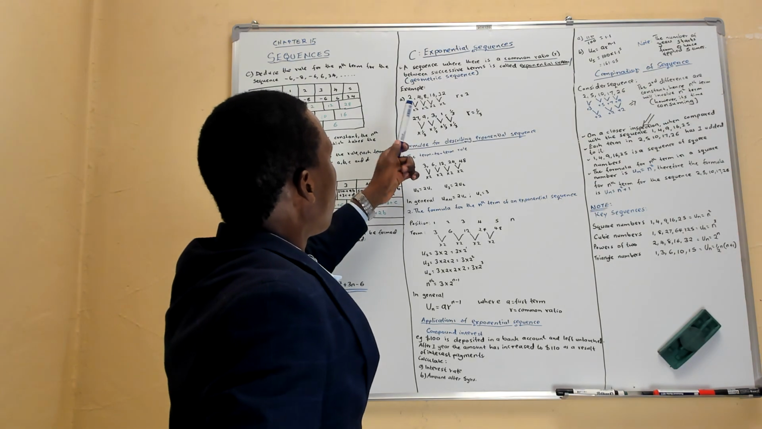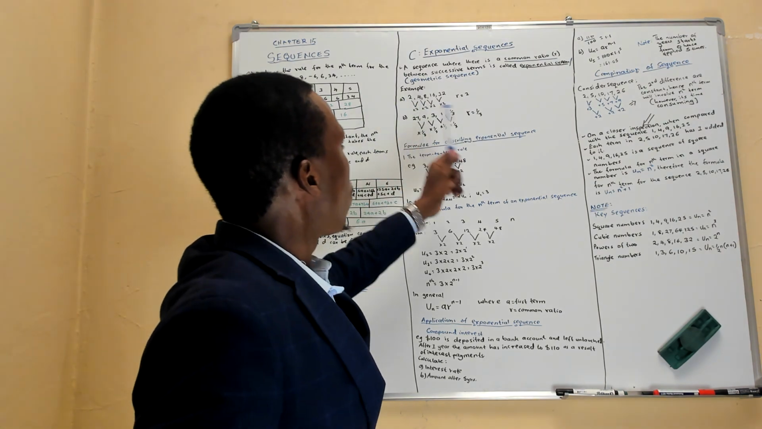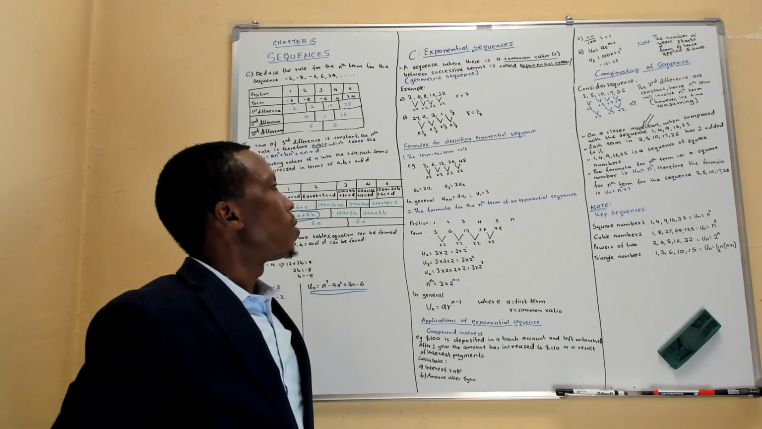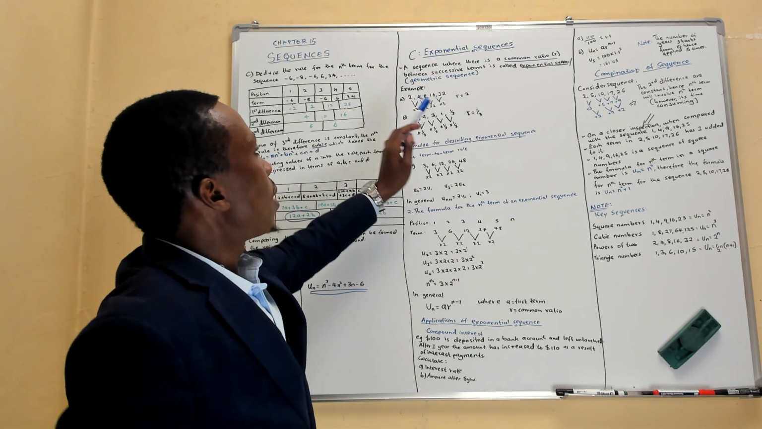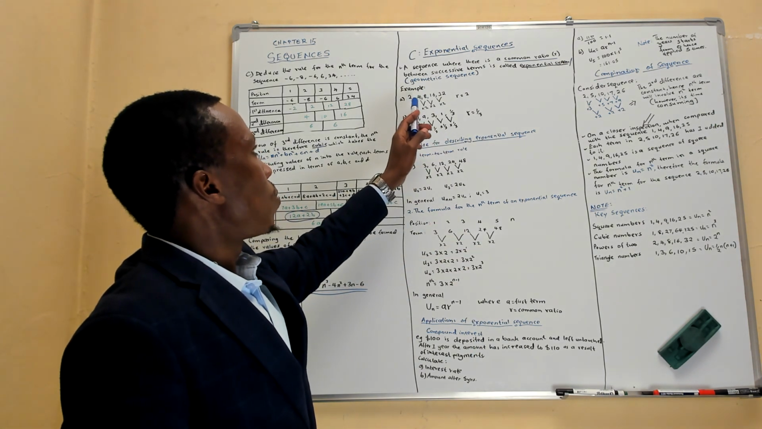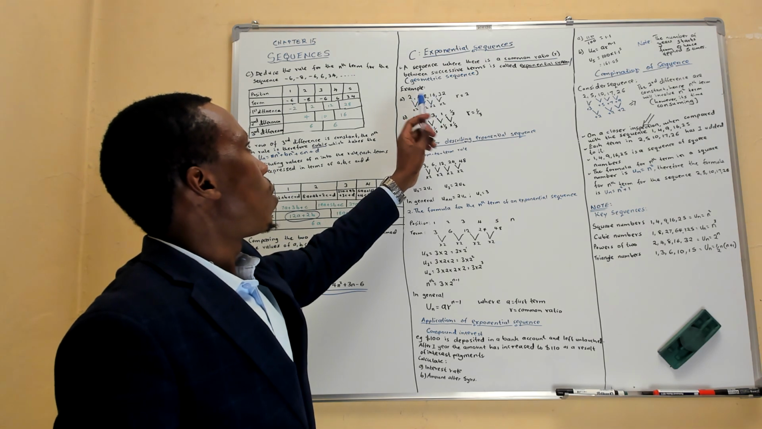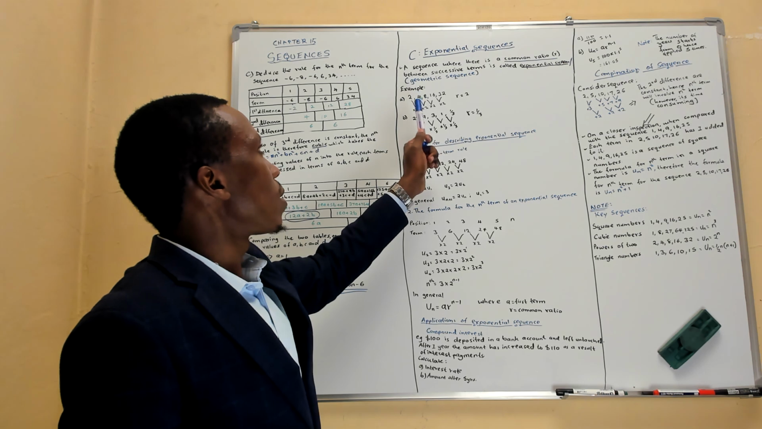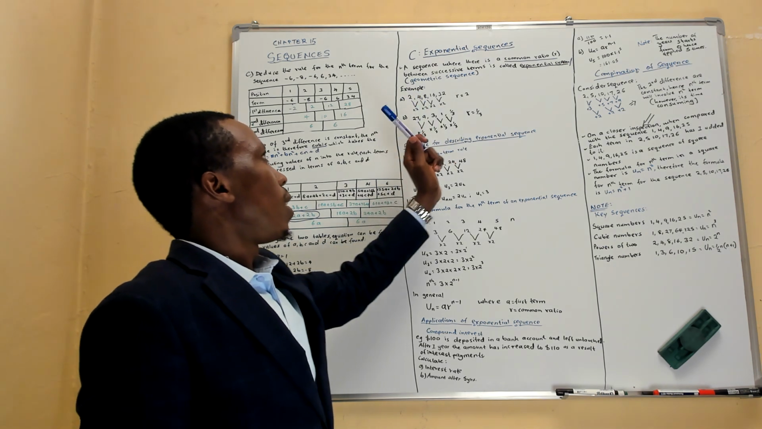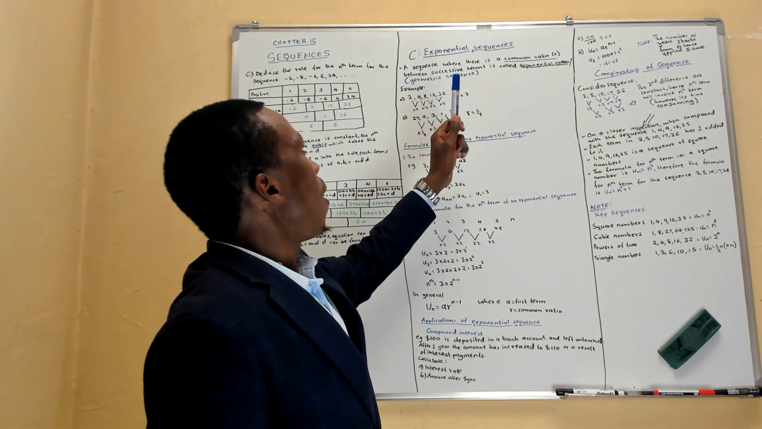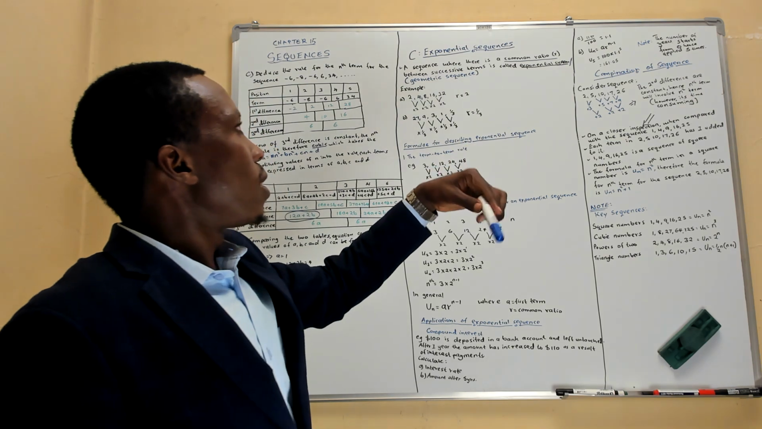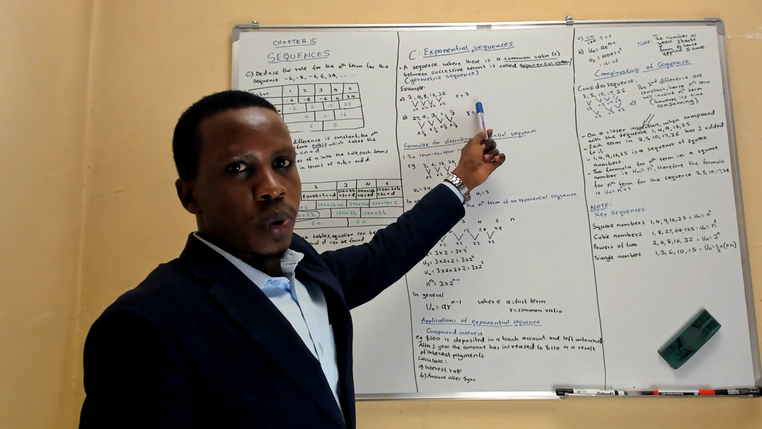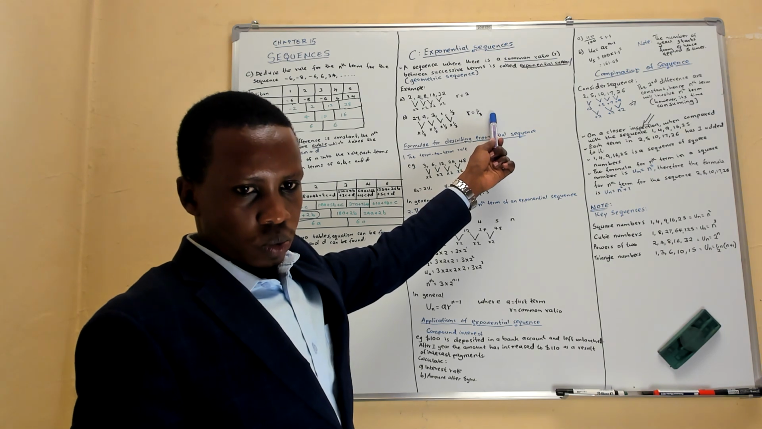For example, we have a sequence of 2, 4, 8, 16, and 32. You will agree with me that for us to get 4, we multiply 2 by 2. For us to get 8, we multiply 4 by 2. For us to get 16, we multiply 8 by 2. For us to get 32, we multiply 16 by 2. Then the sequence is 2.